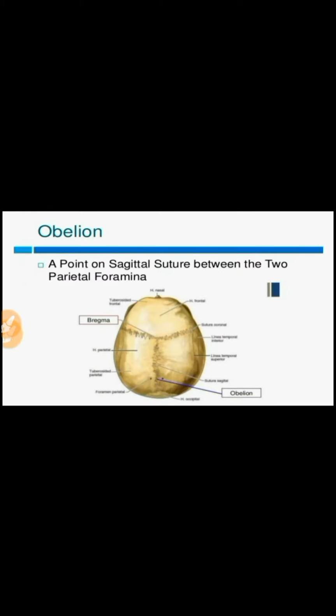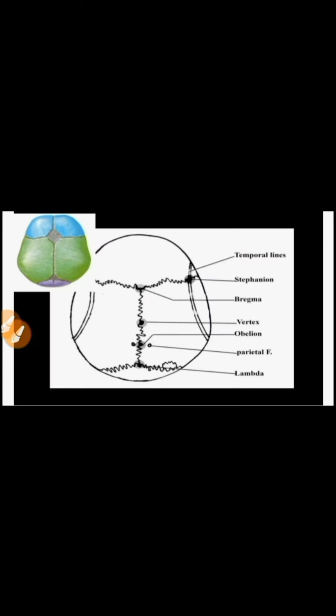So other points of interest here, apart from vertex, bregma and lambda, one point is obelion. It is a point on the sagittal suture between the two parietal foramina. Again, it has an anthropological significance and is used in anthropological measurements. And one more point is stephanion, where the temporal lines cross the coronal suture. That point is called stephanion. You can see that is stephanion.